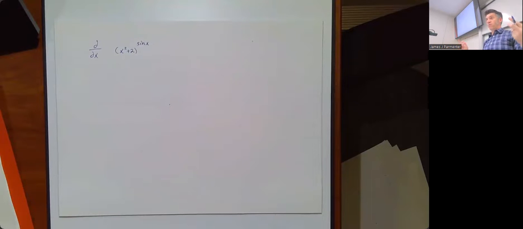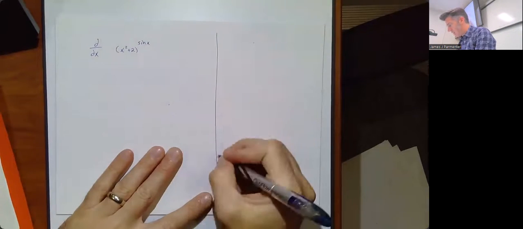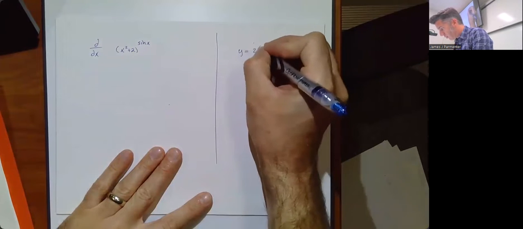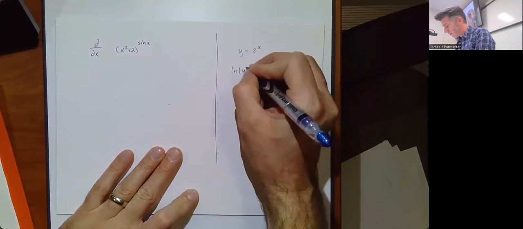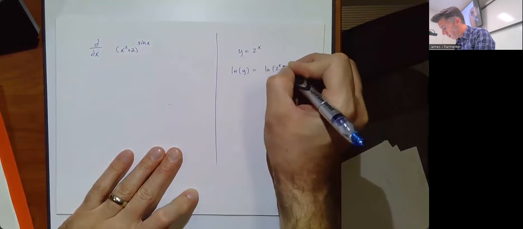This is where you are stuck having to use the process of logarithmic differentiation, which we did when we were first doing the derivative. Remember, I'll remind you all, when we first did the derivative of 2 to the x, we took the natural log of both sides so that we could bring down that power.